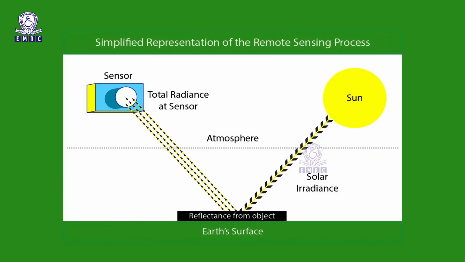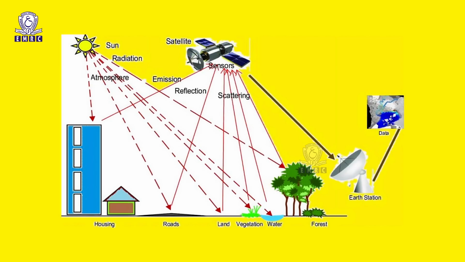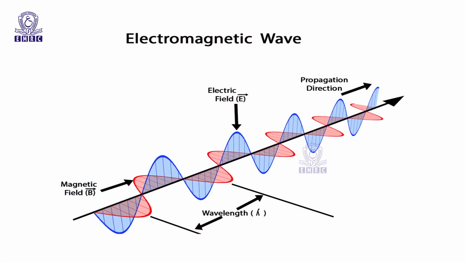Electromagnetic radiation consists of an electric field which varies in magnitude in a direction perpendicular to the direction in which the radiation is travelling, and a magnetic field oriented at right angles to the electric field. Both these fields travel at the speed of light.